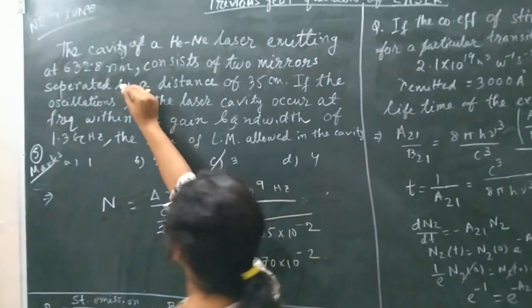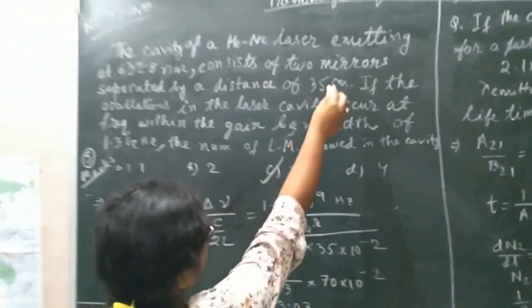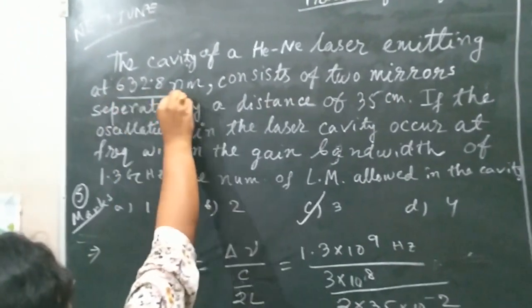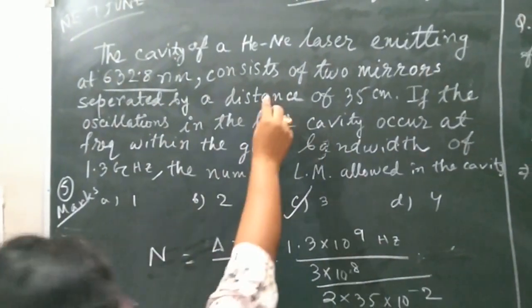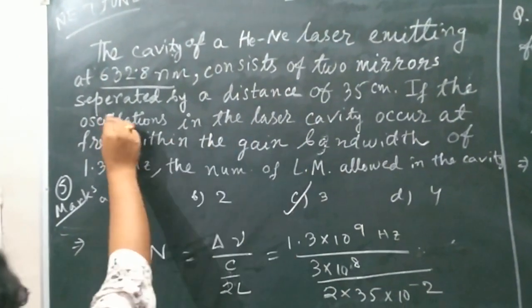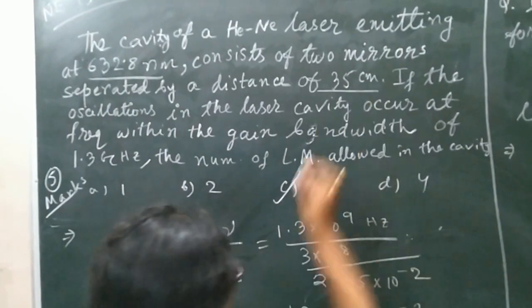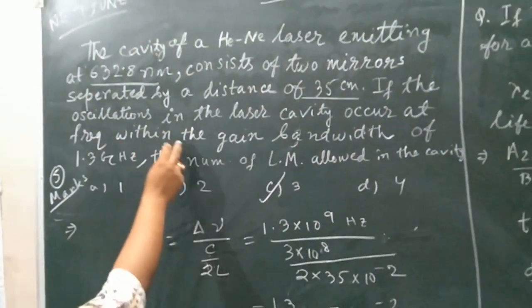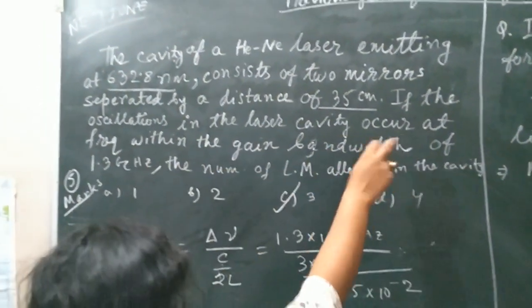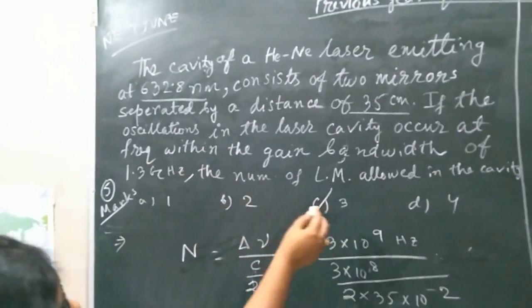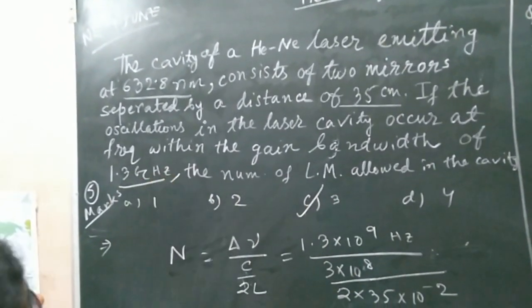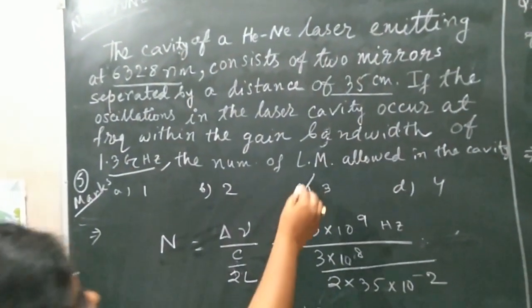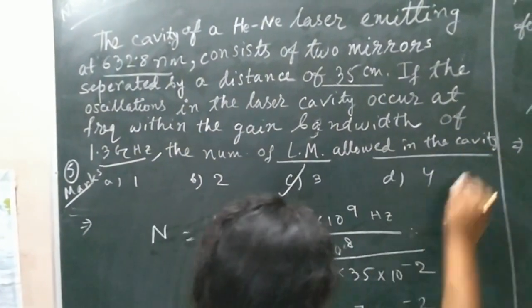The question is: the cavity of a helium-neon laser emitting at 632.8 nanometer consists of two mirrors separated by a distance of 35 centimeter. If the oscillations in the laser cavity occur at frequency within the gain bandwidth of 1.3 GHz, the number of longitudinal modes allowed in the cavity.